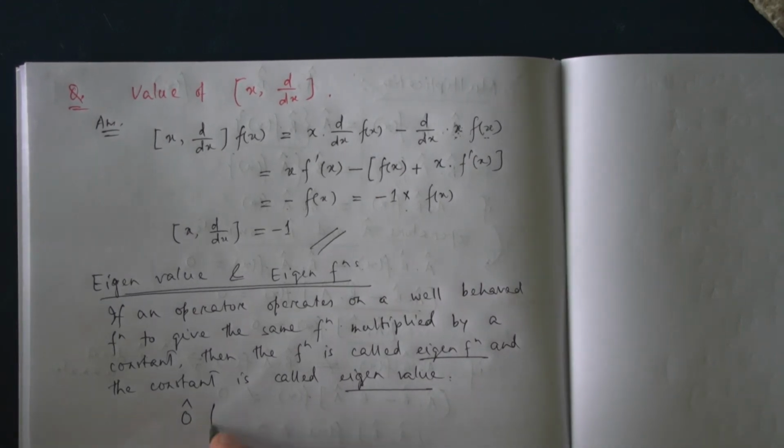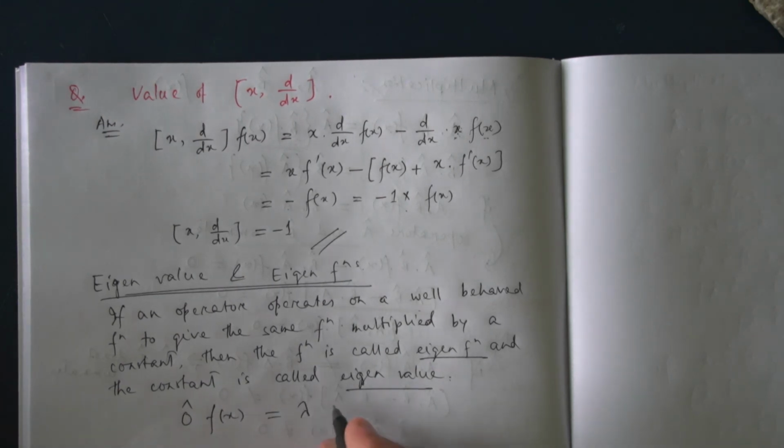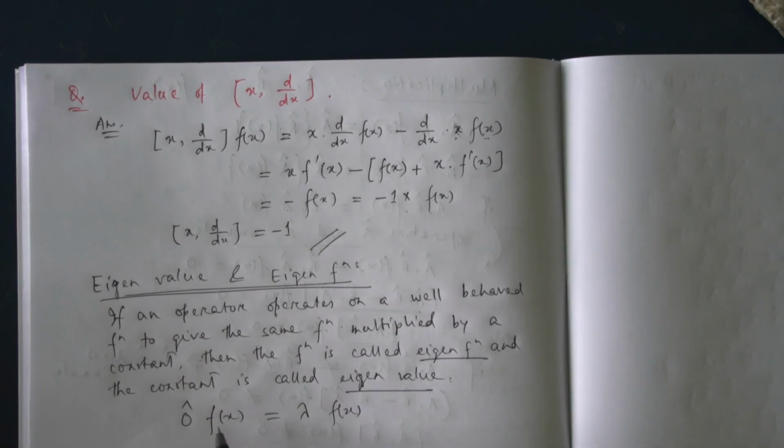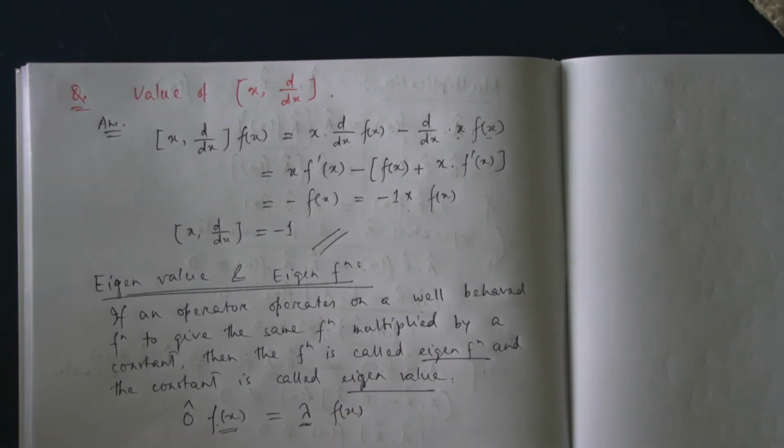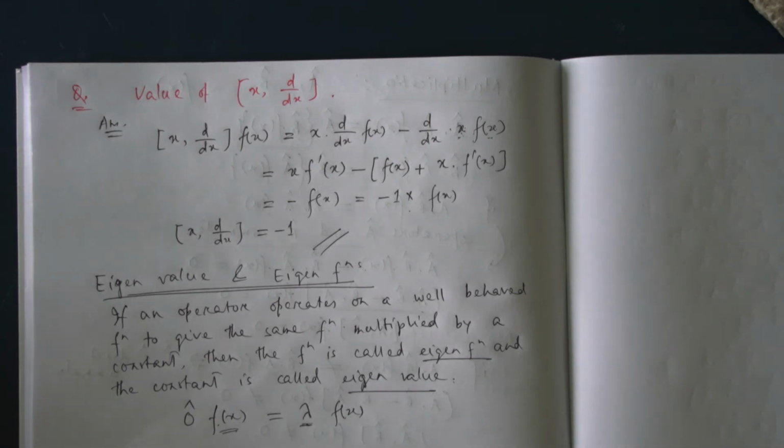So this is equal to this f(x), and we are getting the same function multiplied by a constant. So this is the eigenfunction, this is the eigenvalue. Next time we will also solve a few problems related to this. Okay, so let us stop here today.